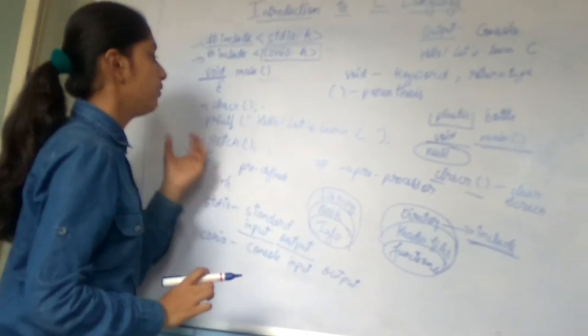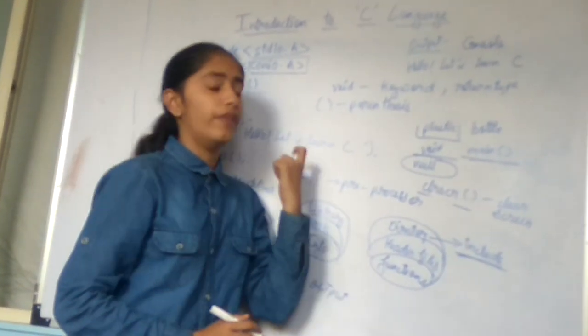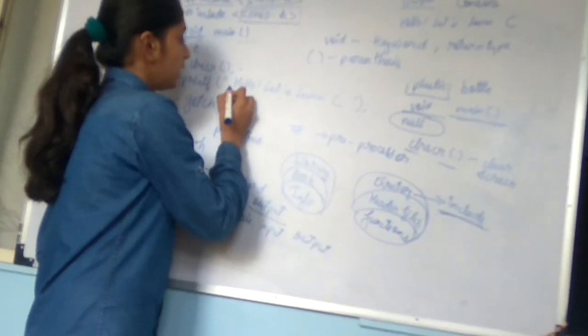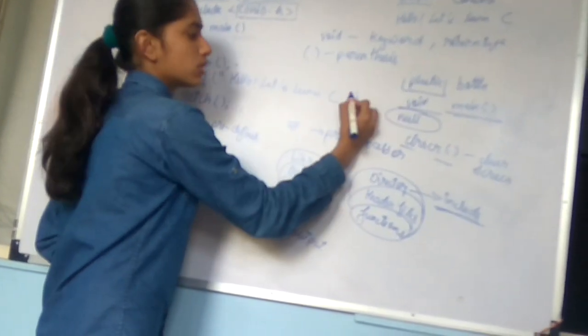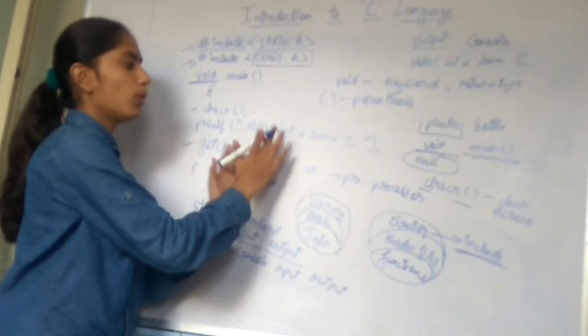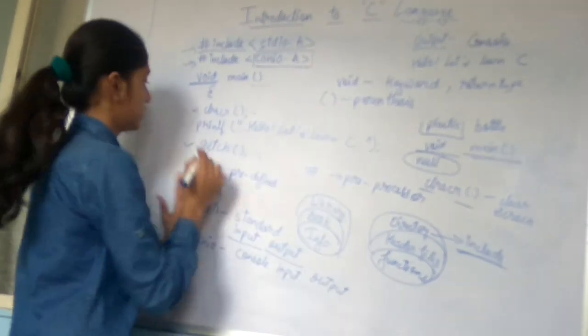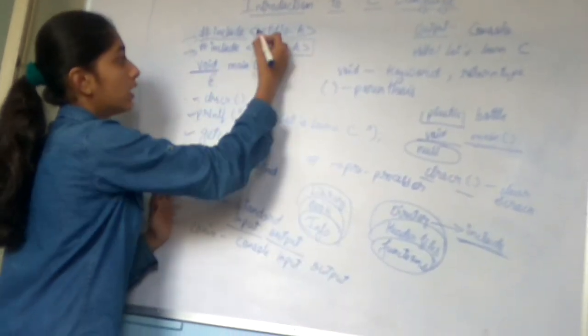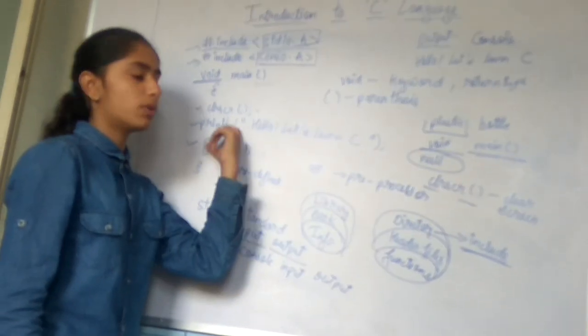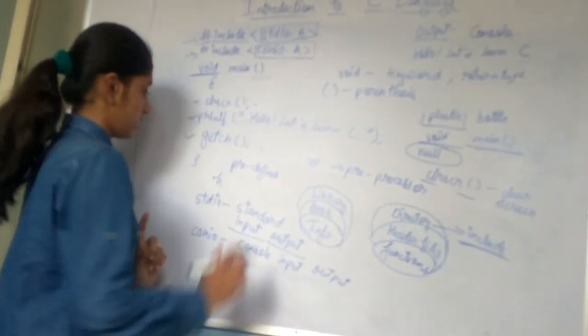Now coming to printf, it is a function which is very much required for printing any message on the output screen. Anything you write under these double quotes will be printed on the output screen. So basically it is used to print any message on the output screen, and this function is contained in stdio.h. So for using this function you must include stdio.h.